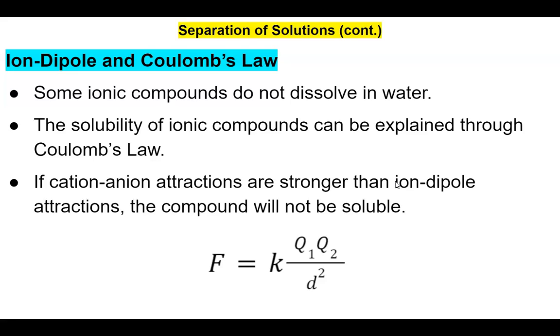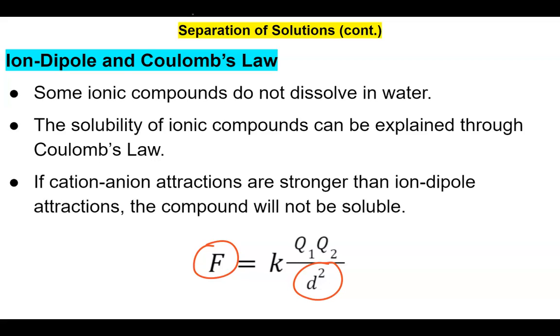I have Coulomb's law down at the bottom of this slide here. F equals k, which is our proportionality constant, times the fraction q1 q2, those are the charges of our two particles, over the distance squared. The important thing to see here is that the distance and the force are inversely proportional. Also, the distance is being squared, so as the distance decreases, the force is going to increase significantly.